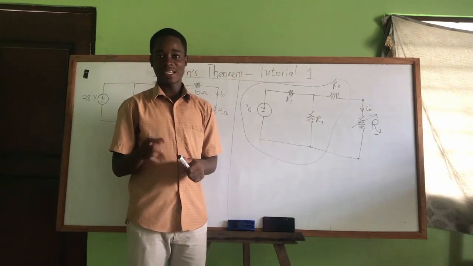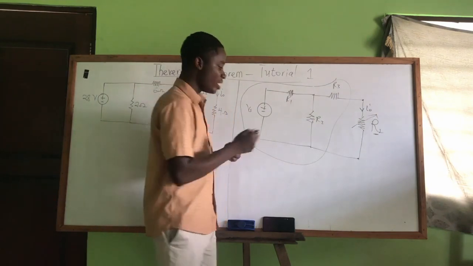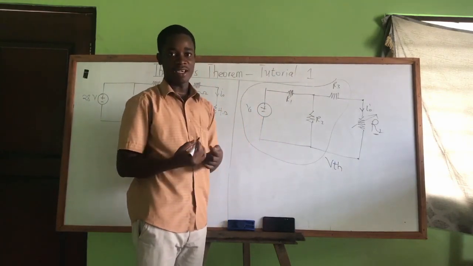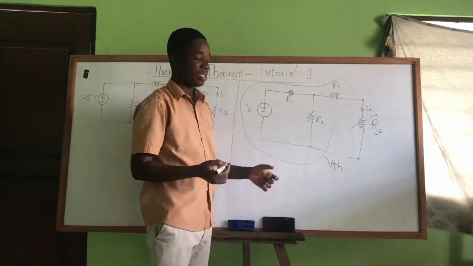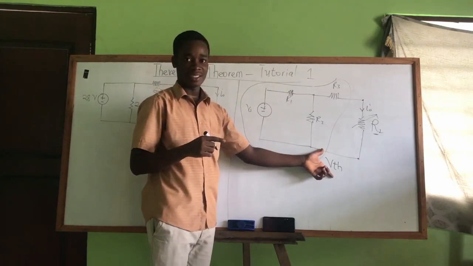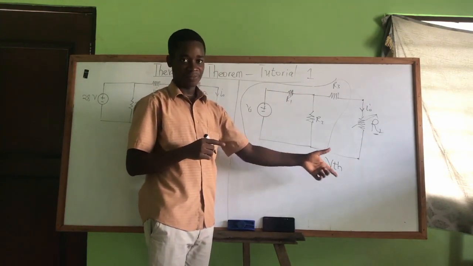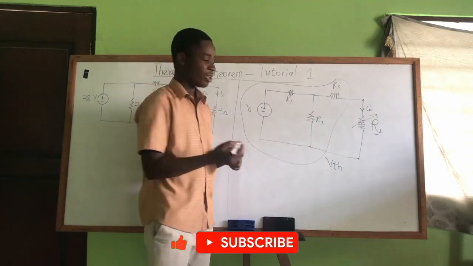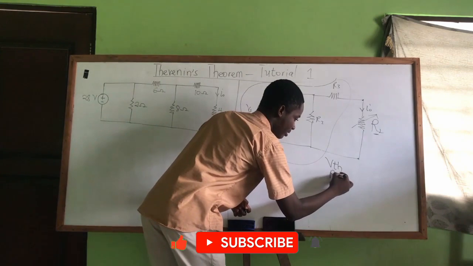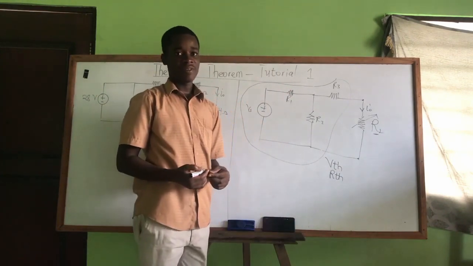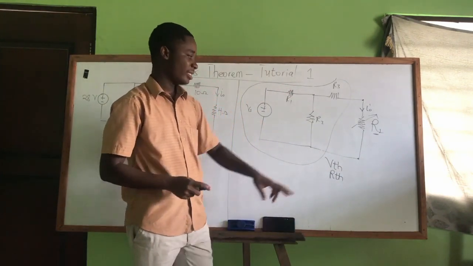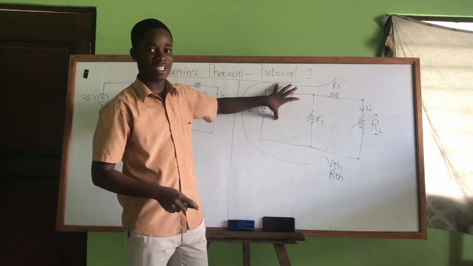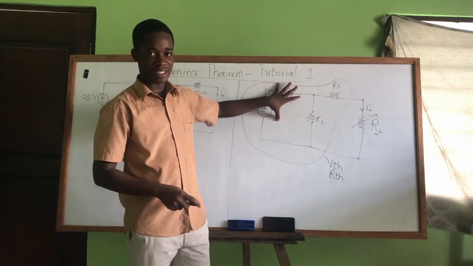In that equivalent circuit, we just need two things. We need the Vth, a voltage source. Every circuit has to have a source. So in that equivalent circuit, we need a single source, which is called the Vth, the Thevenin's voltage. And we want an equivalent resistance, which is called Rth. So Thevenin's theorem is all about finding your Vth and your Rth for the fixed portion of the circuit.